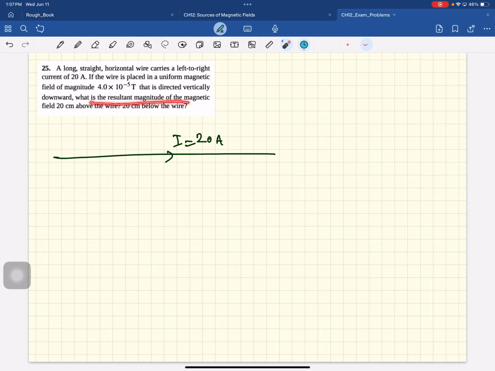What is the resultant magnitude of the magnetic field 20 centimeters above the wire, 20 centimeters below the wire? We'll just do it below the wire. So we will even call this the Earth's magnetic field. And what is the direction of the field produced by the wire? Into the sheet below at this point. So the magnetic field produced by the wire.